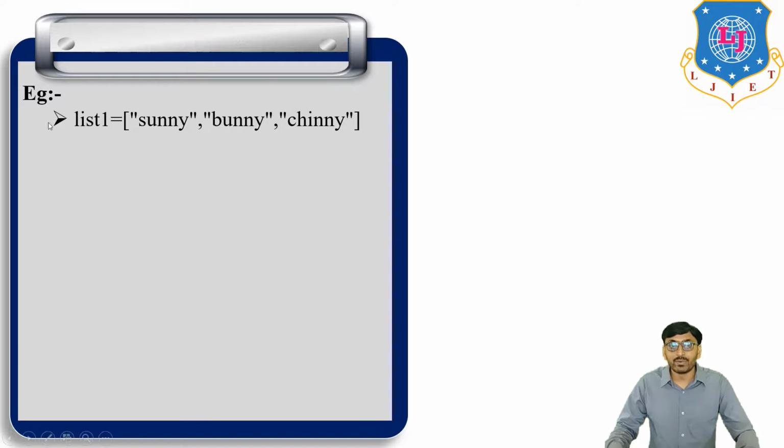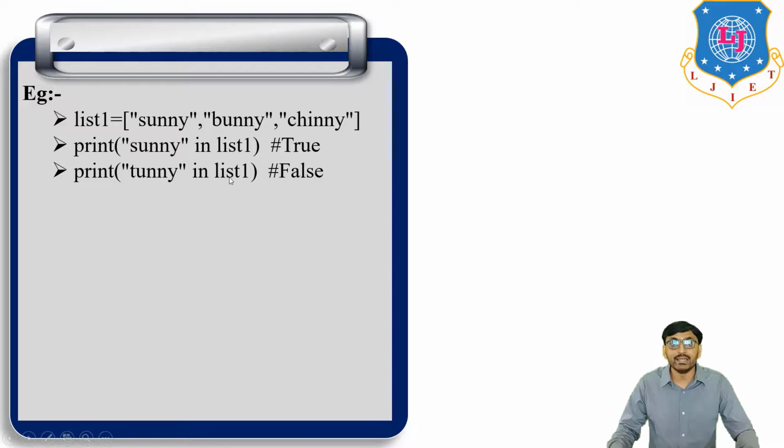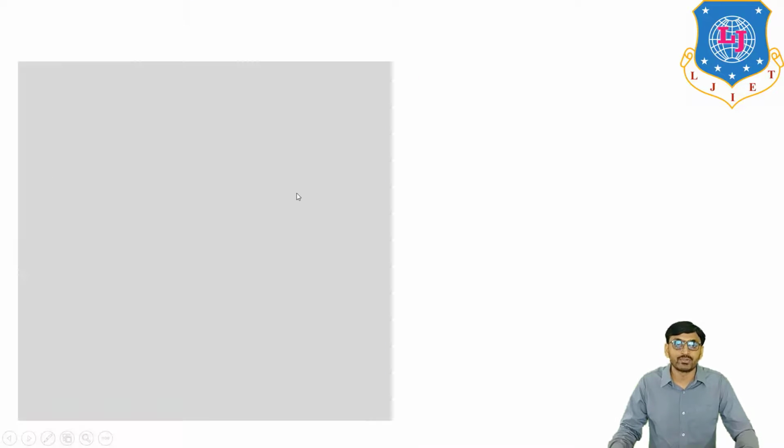Then the next example, for example, list1, that is Sunny, Bunny and Chinni. Now print Sunny in list1, yes, true. Print Tony in list1, no, so it is false.